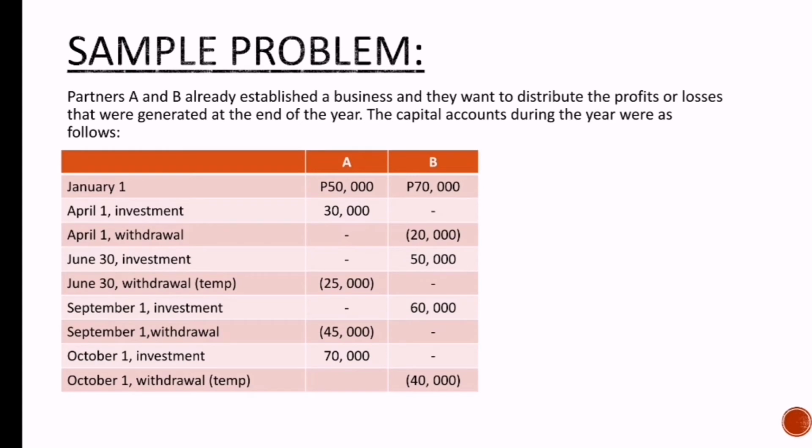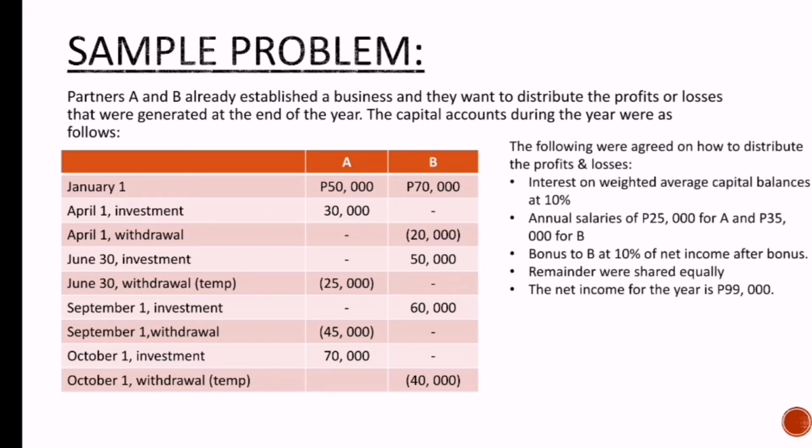So, binigyan tayo ng beginning balance ni A and B. Binigyan tayo ng additional investment. Binigyan tayo ng withdrawals, temporary and permanent. And also, the following were agreed on how to distribute the profits and losses. So, aside sa profit or loss ratio, nagkaroon pa ng agreement yung mga partners, si A and B, as to the distribution of income. So, what are those?